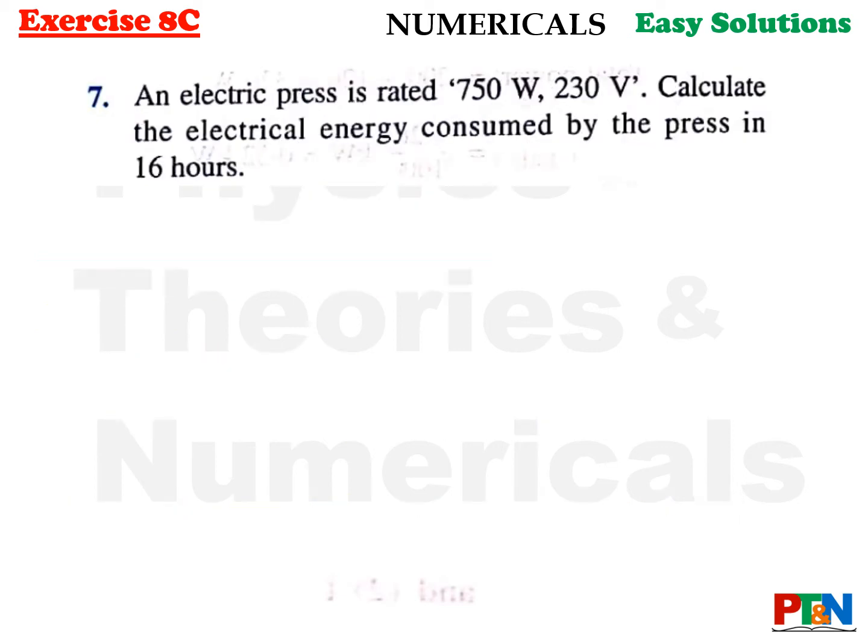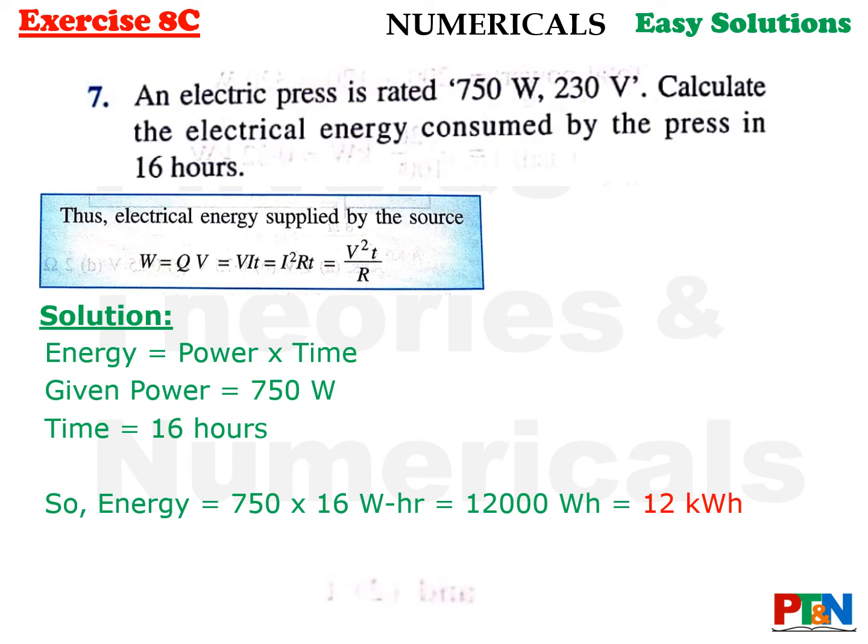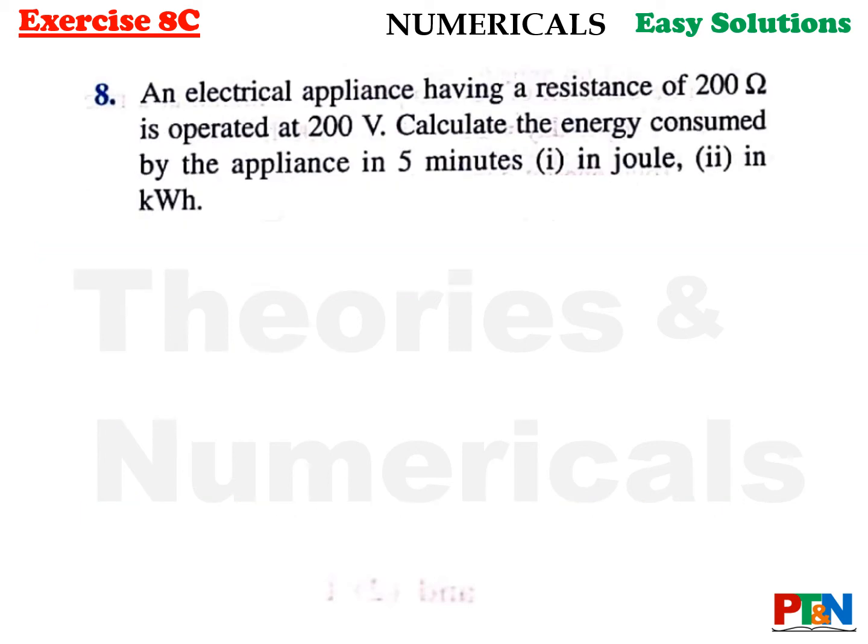Next one. An electric press is rated 750 watt, 230 volt. Calculate electric energy consumed by the press in 16 hours. Child's play. Just put the values in the formula. Energy is power into time. Values are given, just multiply.